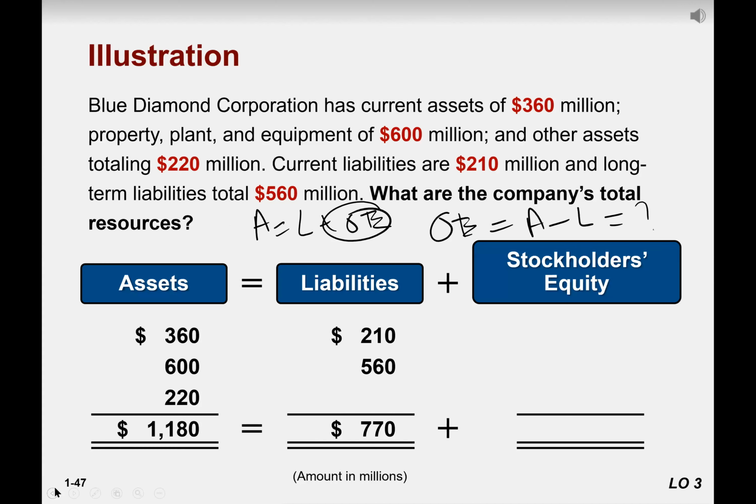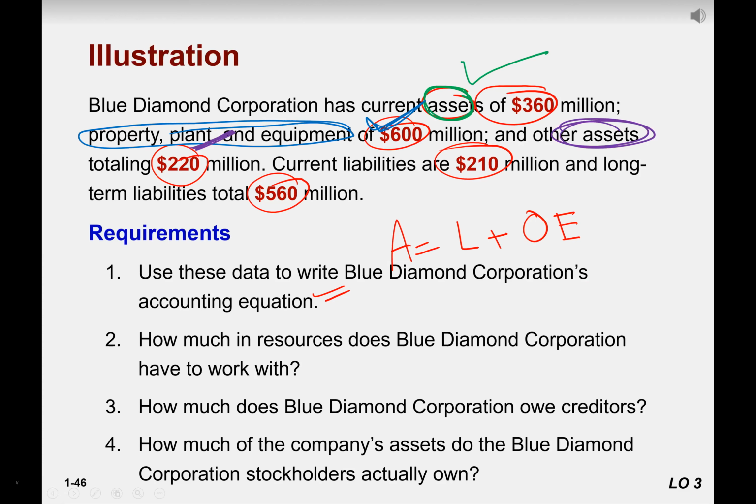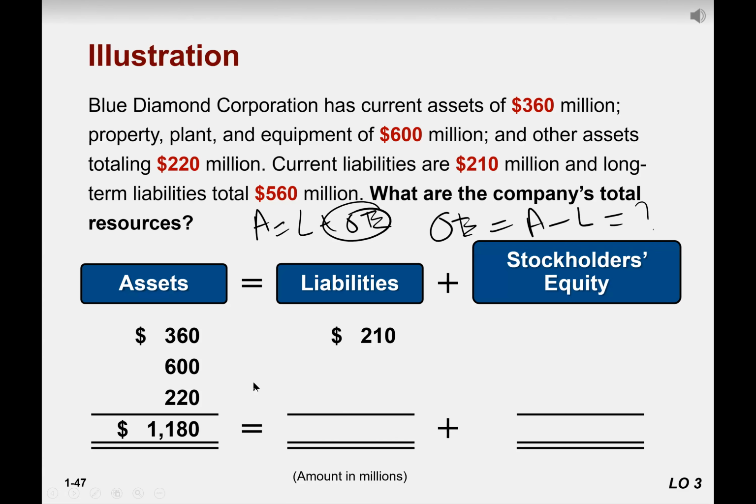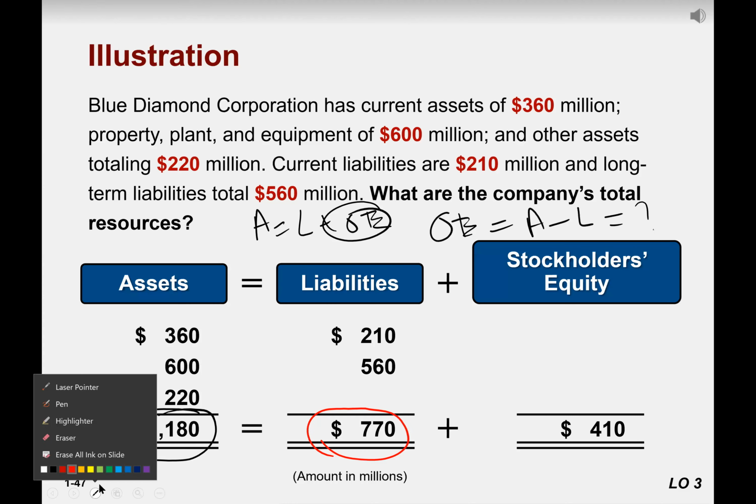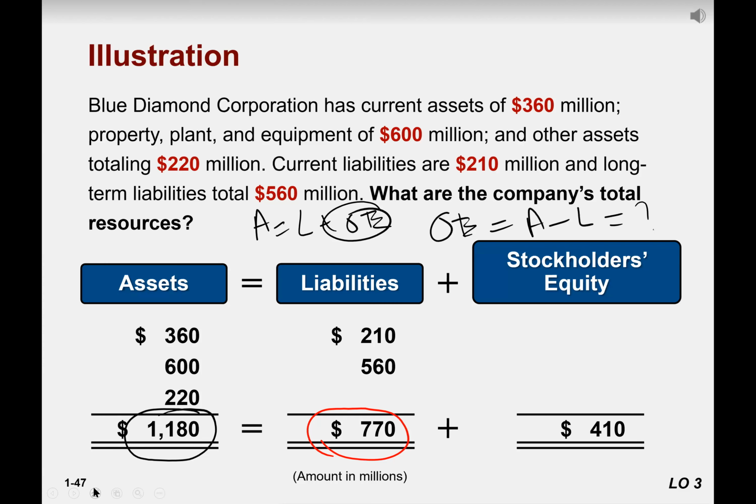Let me read the whole question, right? So we just completed the equation and 410 is our owner's equity. So how much in resources does Blue Diamond Corporation have to work with? How much does Blue Diamond Corporation owe to creditors? And how much of the company's assets do Blue Diamond Corporation stockholders actually own? So here we go. We know the assets total. So how much does the company own? 1,180. How much does the outsider own, or how much is the contribution from the outsider, which is the liabilities? 770. And how much is the contribution from the stockholders, or how much belongs to the insiders?